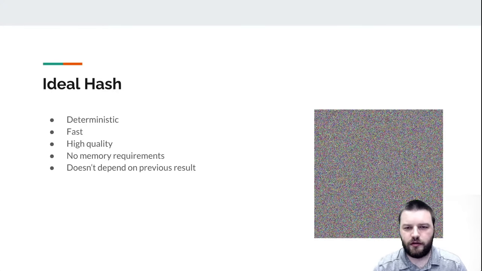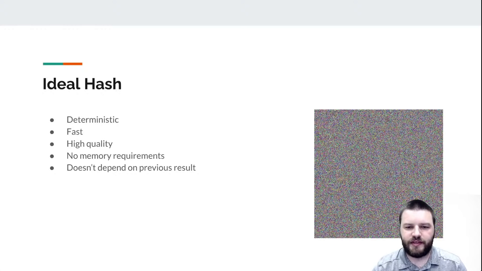So can we do better? Let's figure out what an ideal hash function for GPU rendering will look like. First, it will be deterministic, as in it would have the same output given the same seed. You wouldn't want your resulting image to change if the seed didn't. Second, it would be fast, so that it could be used in real-time applications, or to at least keep offline render techniques as quick as possible.